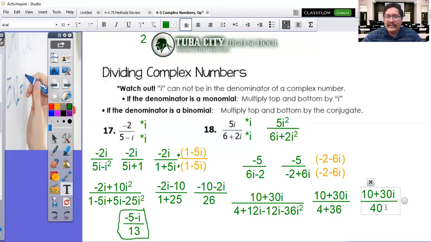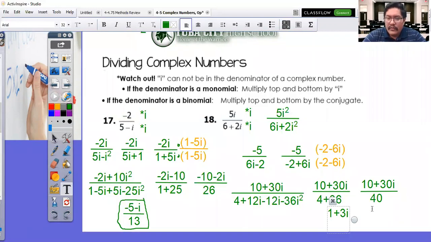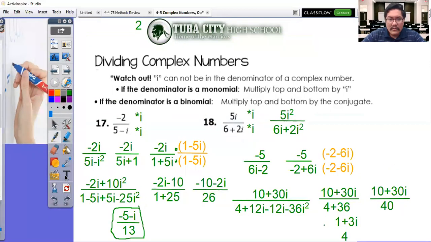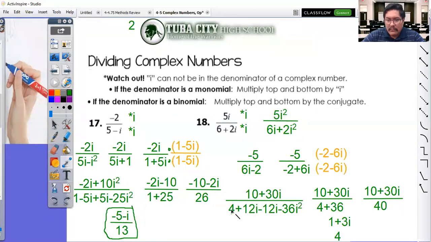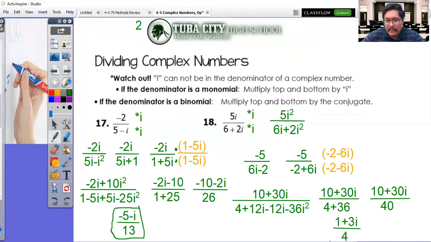And oops, looks like we're going to have to simplify that. So 10, 30, and 40 are all divisible by 10. So it looks like I'm going to have to divide everything by 10. So that's going to be 1 plus 3i over, and then 40 divided by 10 would be 4. And there's our final answer for that one.